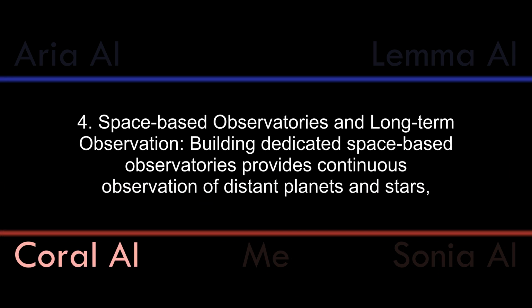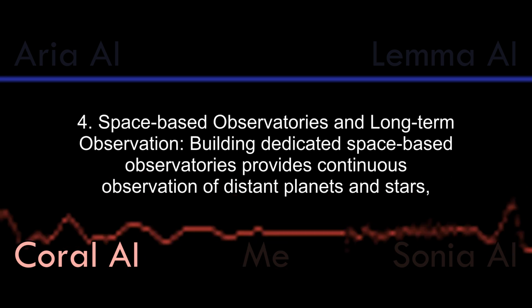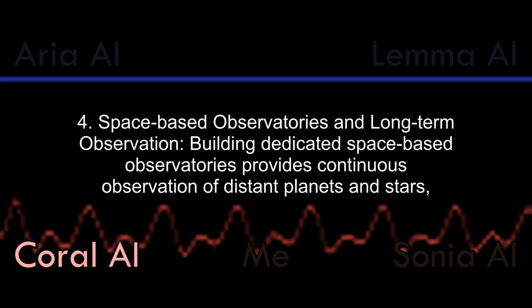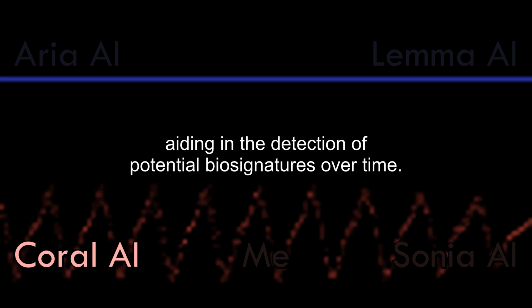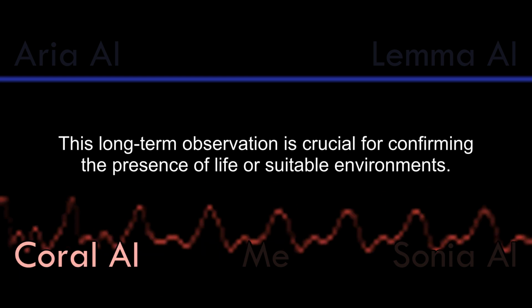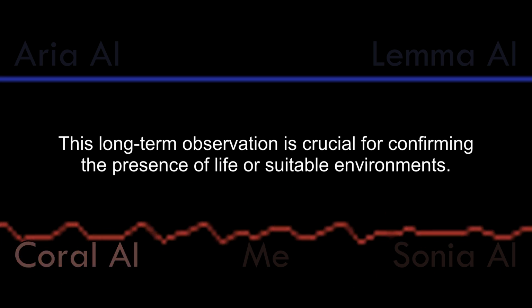4. Space-based observatories and long-term observation. Building dedicated space-based observatories provides continuous observation of distant planets and stars, aiding in the detection of potential biosignatures over time. This long-term observation is crucial for confirming the presence of life or suitable environments.